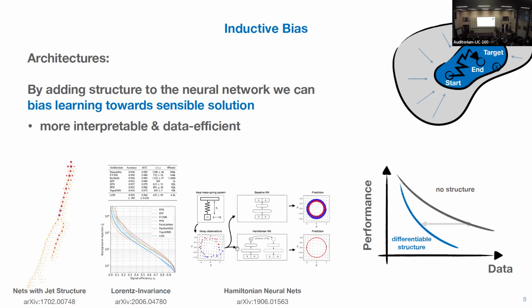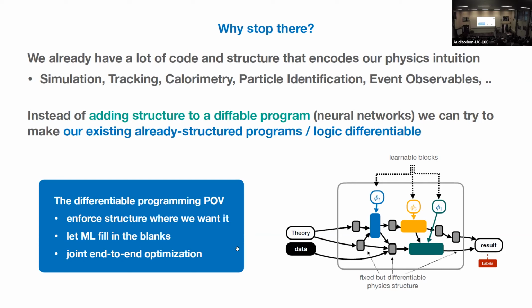But you can also go the other way around, where you say, we already have a lot of physics structure in our code that already encodes our physics intuition. With reconstruction, we have a certain order: we first do tracking, calorimetry, and so on. This is all domain knowledge that we put into our code. So we could also just start from the code and make it differentiable, instead of starting from something differentiable and adding structure. This is the main point of view from differentiable programming.